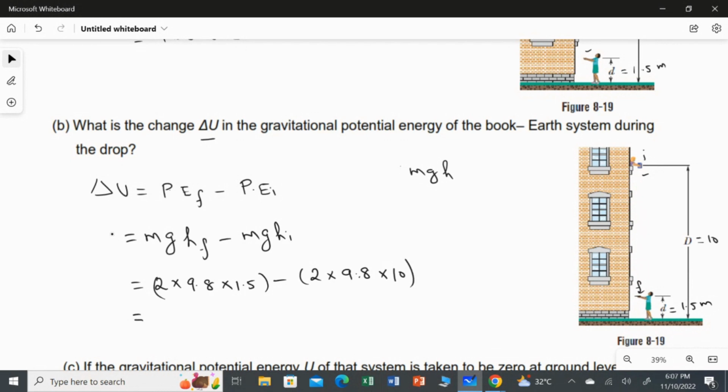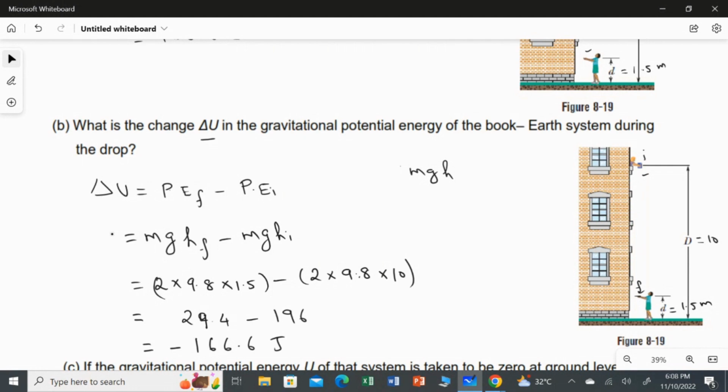So now I have to calculate one by one. First I am going to calculate the final potential energy. 2 multiplied by 9.8 multiplied by 1.5 gives the value of 29.4, minus 2 multiplied by 9.8 multiplied by 10, which gives the value of 196. So I have to subtract 29.4 from 196, which is exactly 166.6 joules, but the sign is minus.